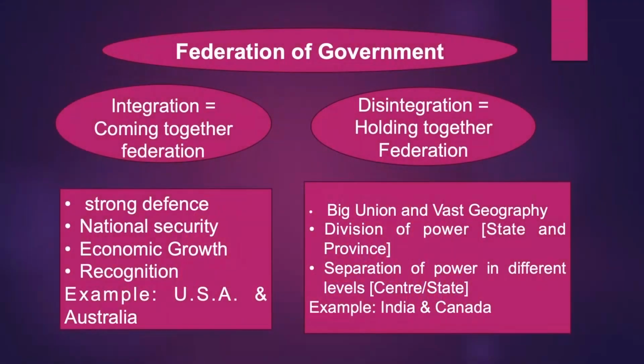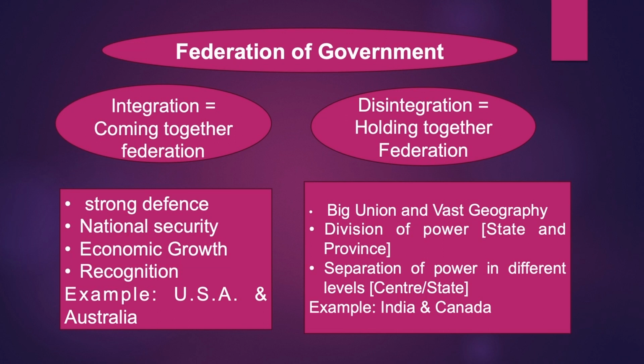So, the coming together is equal to integration, which we must have read in mathematics also, and holding together federation is equal to the disintegration form of the federal government. Here we will understand a little more about both these forms of government, starting with the coming together federation.